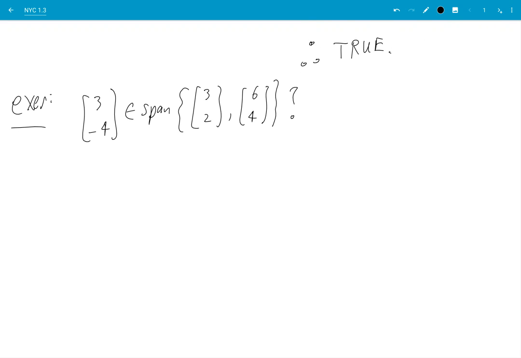Okay, what do I do? Like before, I go x times the first vector plus y times the second. Set that equal to (3, -4). Okay, so if I can find x and y, then the answer is yes. Otherwise, the answer is no.